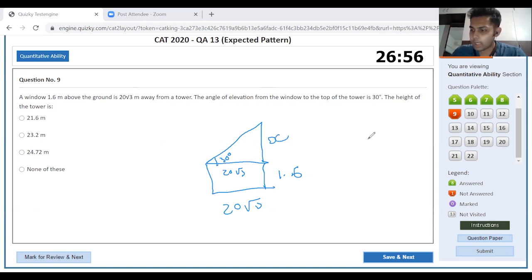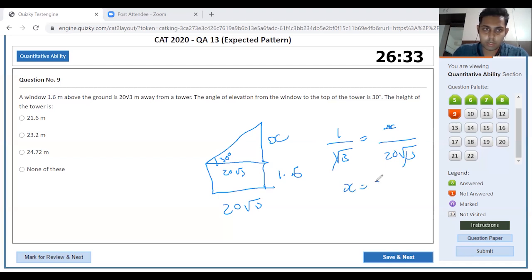Now what is tan of 30? It is 1 by root 3, which is equal to this x, so this upon base, right? 20 root 3, root 3, root 3. So x is equal to 20. If this is equal to 20 plus 1.6, it will be 21.6.